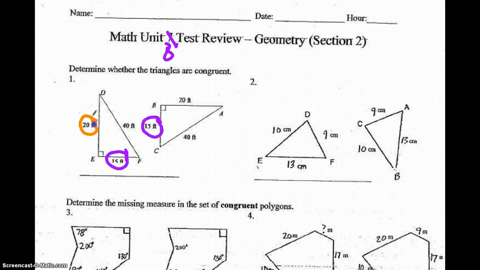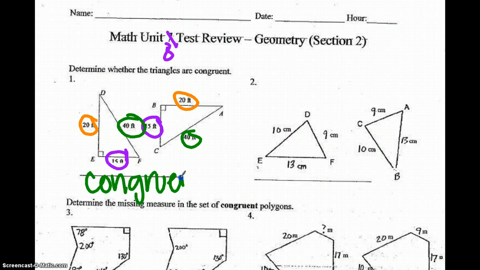The second side is 20 and 20. And then the third side is 40 and 40. So yes, this is congruent because all 3 sides are the same.